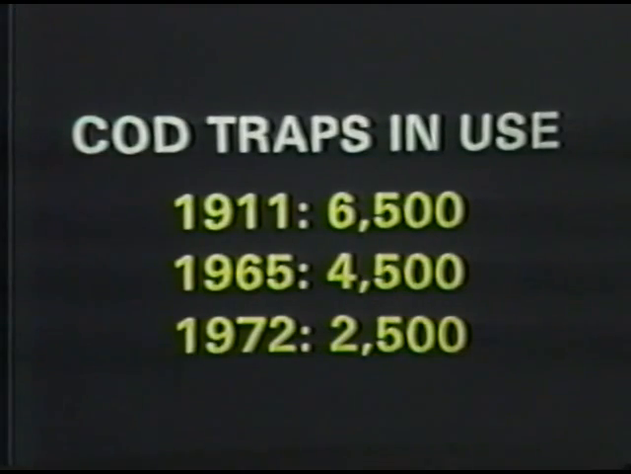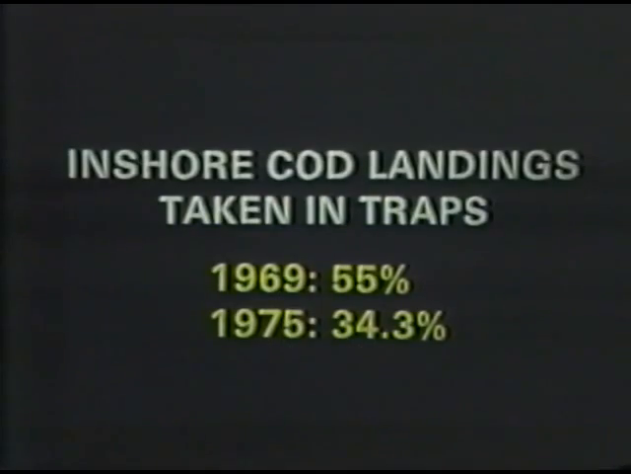The development of fisheries for other species also assisted in the relative decline of the importance of the cod trap during the 1960s and the first half of the 1970s. In 1969, trap landings accounted for 55% of the total inshore cod catch. That figure dropped to 34% by 1975.